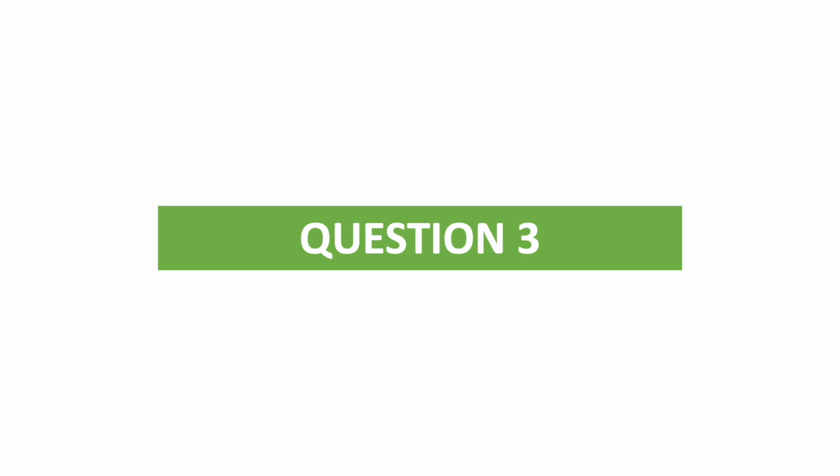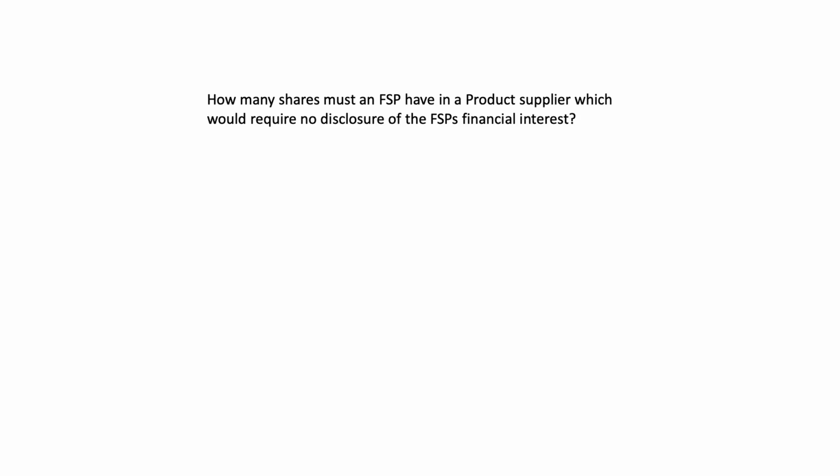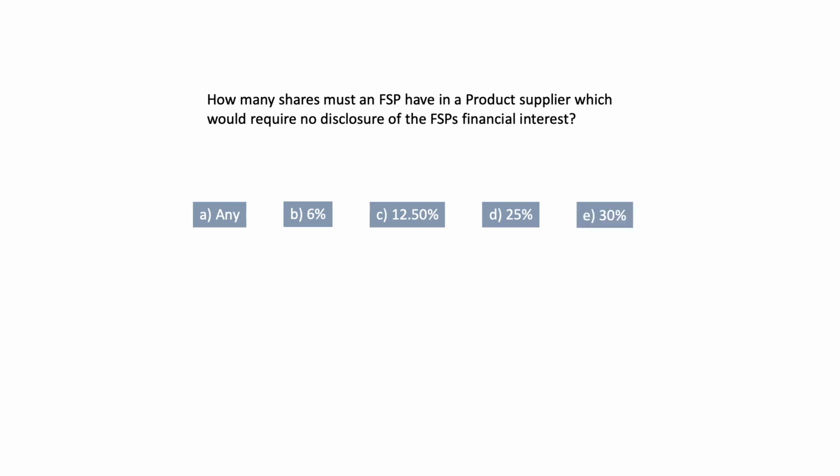Question 3. How many shares must an FSP have in a product supplier, which would require no disclosure? A. Any amount of shares. B. 6%. C. 12.5%. D. 25%. E. 30%. Pause the video here if you need a few seconds to think about it.